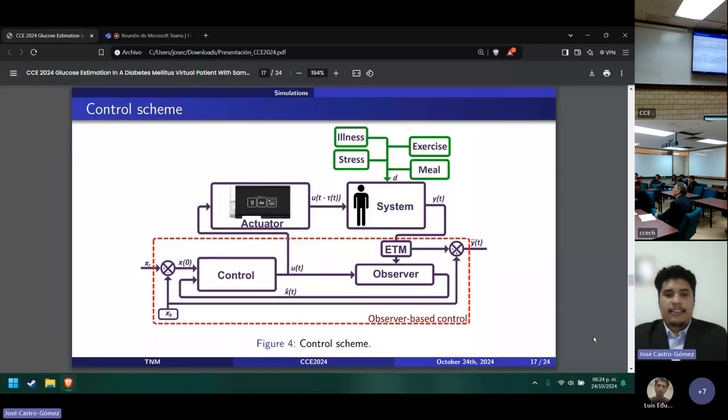This is a short control scheme where we can see how the simulation went. From the patient, the system has an external input that can be an entire signal, but for this case, it is an unknown meal. The output y is the blood glucose concentration, but from an event trigger. The event trigger output is then introduced into the observer. The observer goes to the control, and the control goes to the actuator. The actuator functions as a delay of the signal, which finally goes to the system.